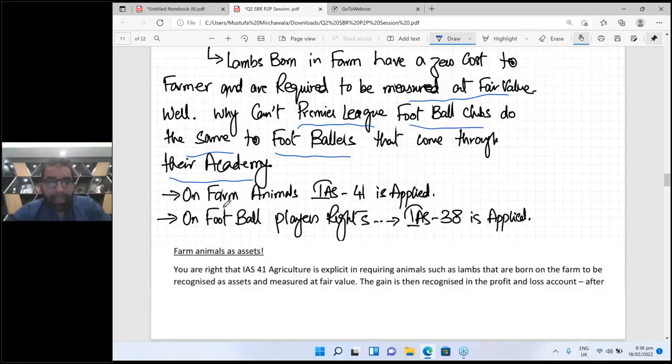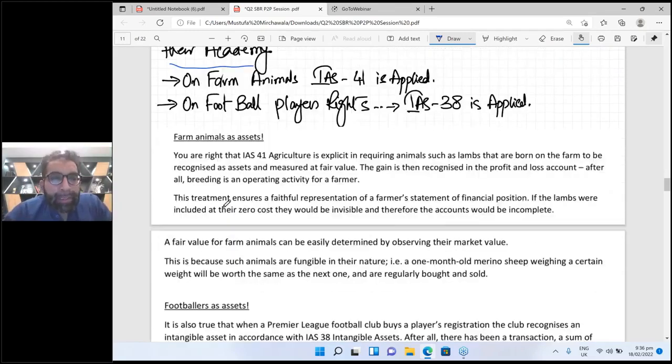Read the first answer. You are right that IAS 41 Agriculture is explicit in requiring animals such as lambs that are born on the farm to be recognized as assets and measured at fair value. The gain is then recognized in profit and loss. After all, breeding is an operating activity. I told you to match.